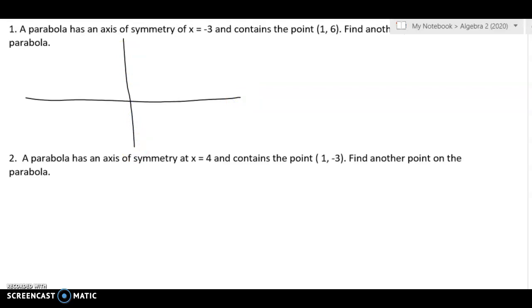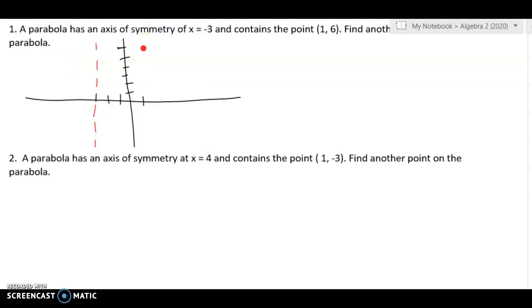I have a line of symmetry at negative 3, so I'm going to do negative 3, tick marks in the left direction, and I'm going to put my axis of symmetry, and I'm just going to make it a dotted red line. There's my axis of symmetry. Then I'm going to put that point on this graph that I'm making. My point is over 1 and up 6. So I'm going to go over there, and I'm going to put my point. Let's see, right about there.